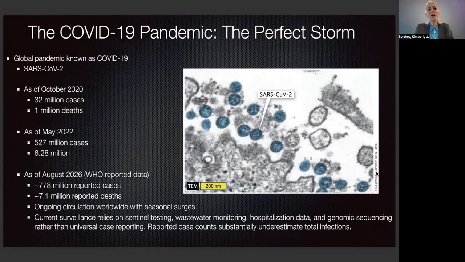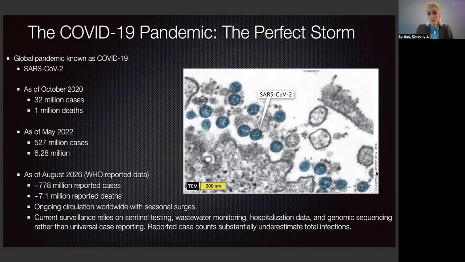Okay. Looking at global pandemics, so SARS-CoV-2, we're going to be looking at some numbers here. So we're going to look at the movement of time. Back in October of 2020, we had a well-established pandemic by then. We see 32 million cases, 1 million deaths. May 2022, we see 527 million cases, 6.28 million deaths. And from the WHO's reported data, because data reporting changed from that time, we see about 778 million reported cases and 7.1 million reported deaths.